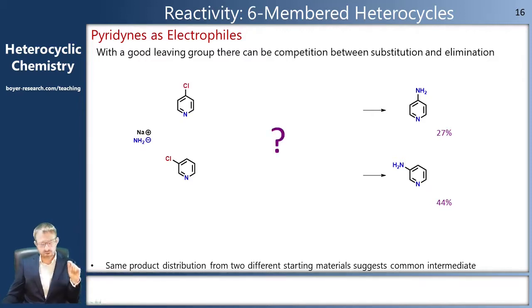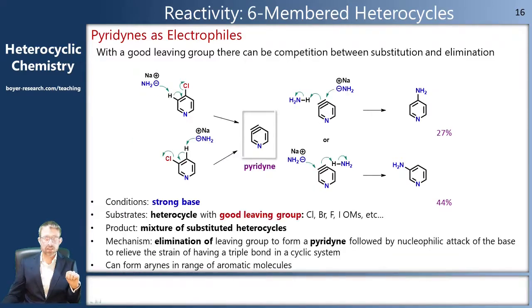Now, if we start off with 2 different starting materials under the same conditions and we get the same ratio of products, this strongly suggests that they're both going through the same kind of intermediate. So what's actually happening here is instead of nucleophilic attack, our sodium amide is behaving as a base. So it's promoting the loss of HCl from the starting material to form a triple bond. Now if we look at that triple bond, it's a triple bond in a 6-membered ring. It's what's known as a pyridyne, and is extremely reactive.